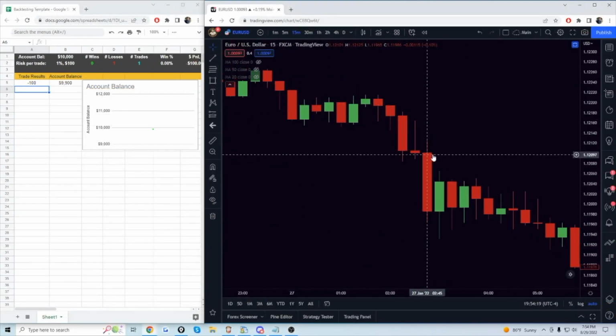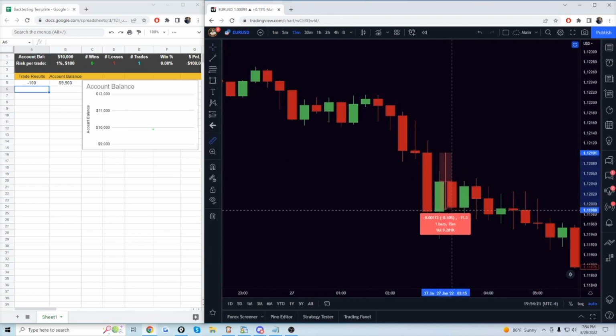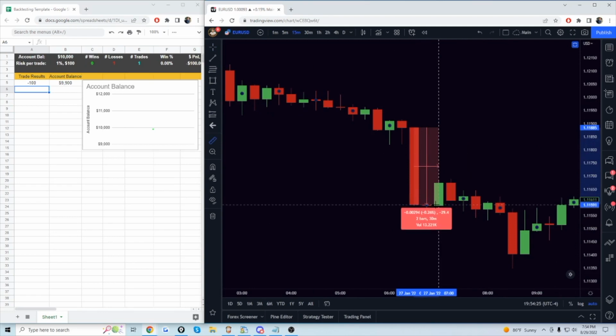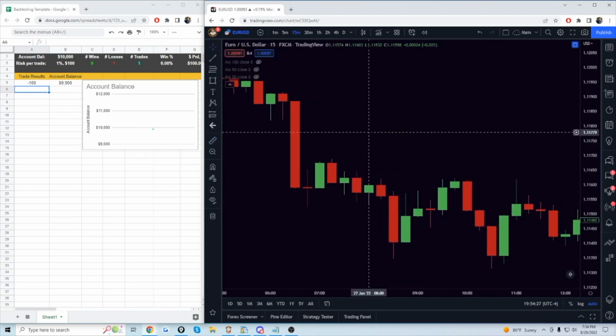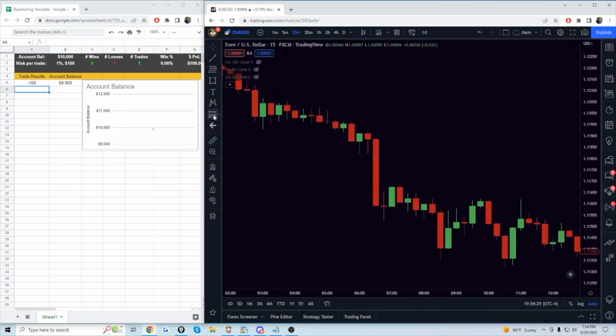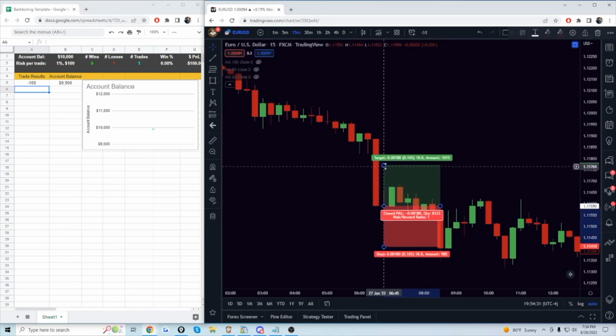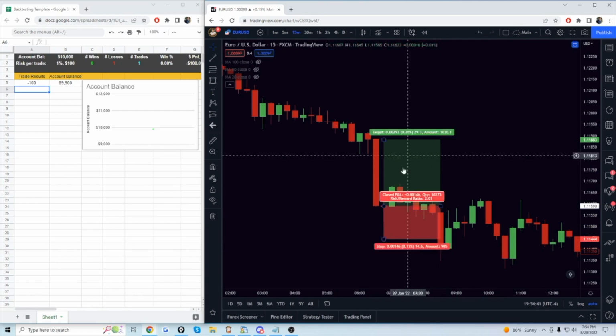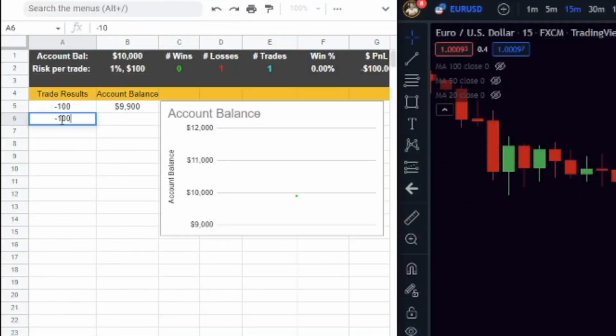Let's see if we can find another candle that is at least 25. So that one's only 11, so that doesn't count. What about this one? Yep, this one counts. This one does look like it's going to be another loser though. You can see here is our trade. Basically what we're testing here is to see if after news events, price tends to continue in the direction or start to reverse. So in this case, we lose another $100.